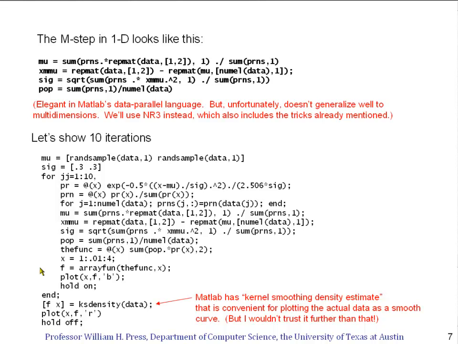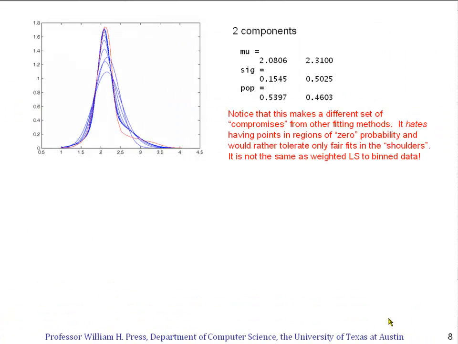I'm going to plot what the fit looks like after each iteration so that you can see it converging. But what are you going to see it converging to? Well, it's supposed to converge to that histogram that I showed you on the previous page, but we don't have a histogram here, we just have the raw data points. Well, MATLAB has a function called kernel smoothing density estimate, some kind of estimate of the distribution function when you have a bunch of data points, and I'm going to use that just in the plot. I wouldn't trust it any further than that unless you really look into what kernel smoothing is and convince yourself that it's what you want for your problem.